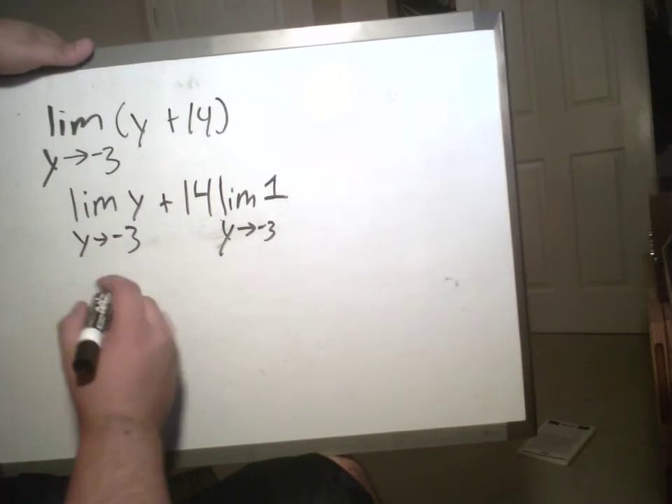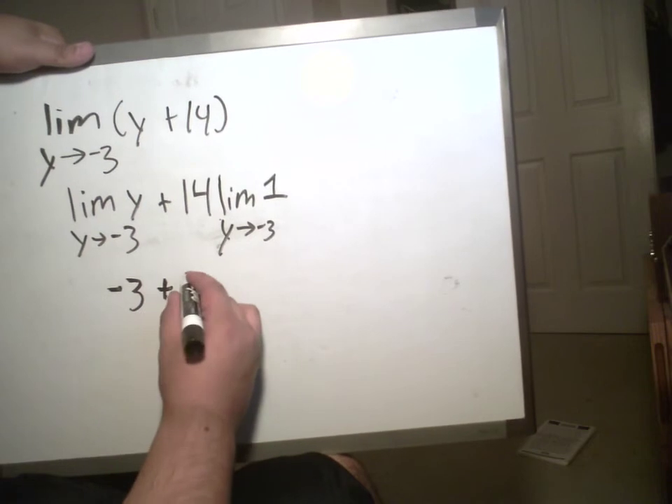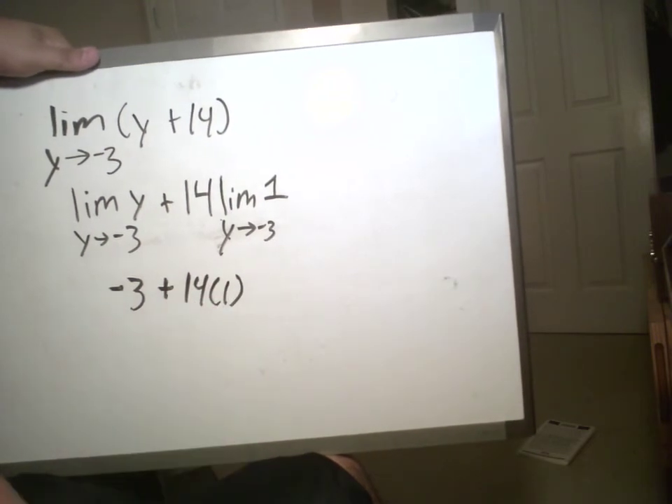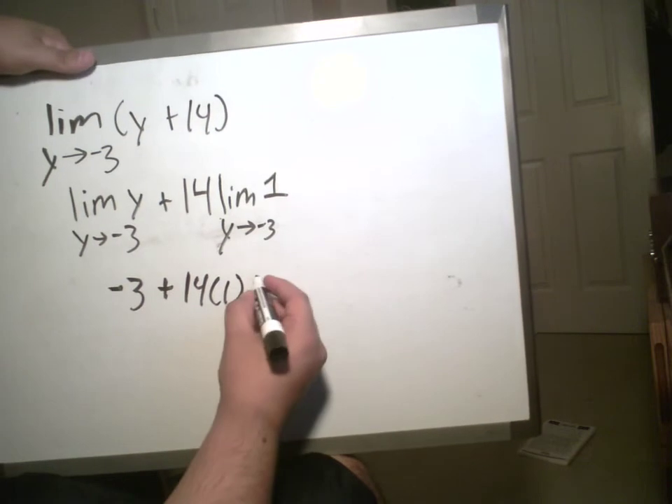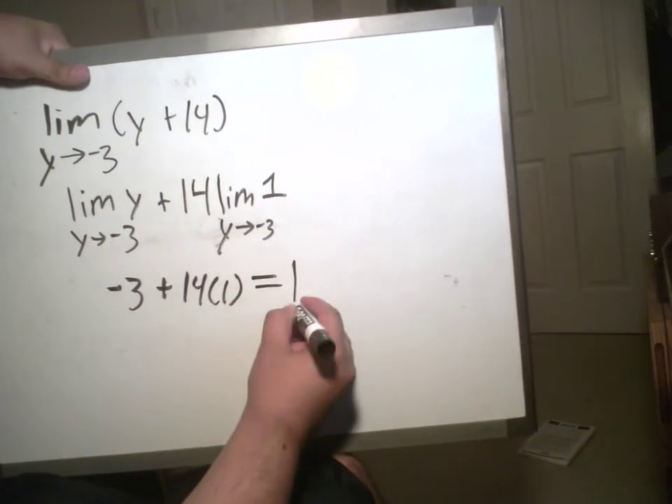So we're going to plug the negative 3 into the y, so it's going to be minus 3 plus 14 times 1, if you want to put that. You don't even have to put that if you don't want to. I just put it there for some of you guys out there. So this one's going to equal 11.